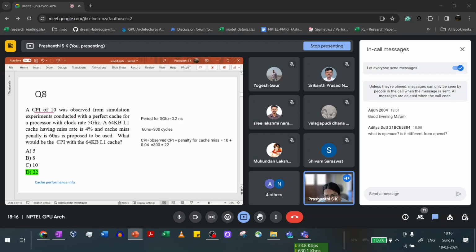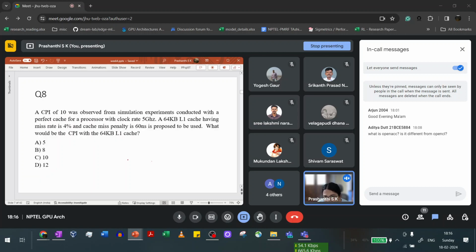I think the confusion was that some of you were asking me if this observed CPI needs to be multiplied by 0.96. So no, not really. I checked on this, and this is the time it takes even when there is a cache hit, right? It's basically like a constant time.